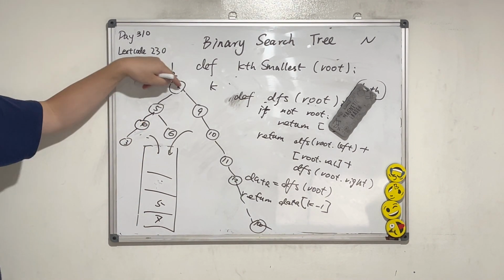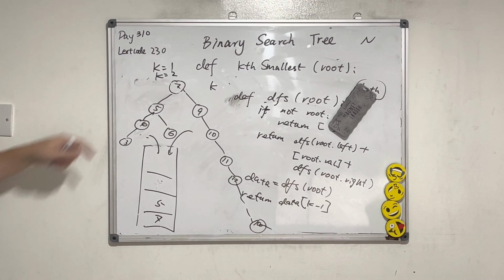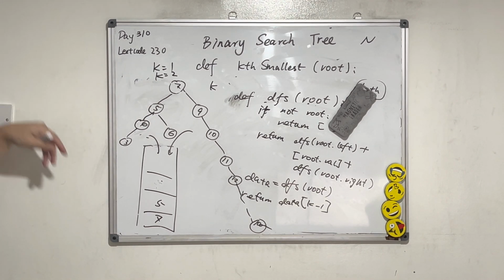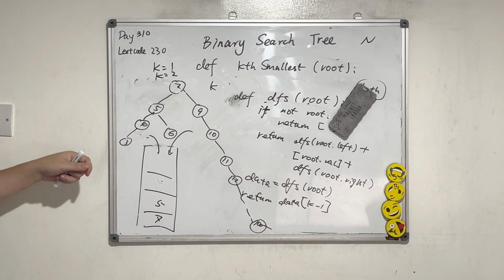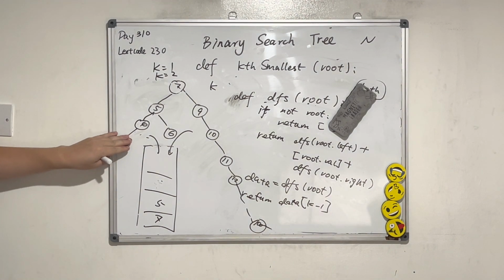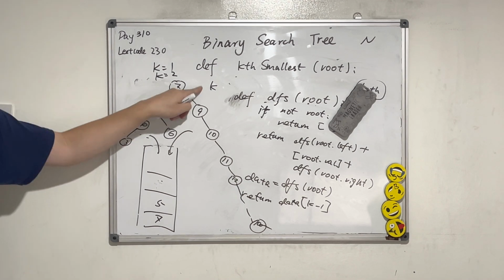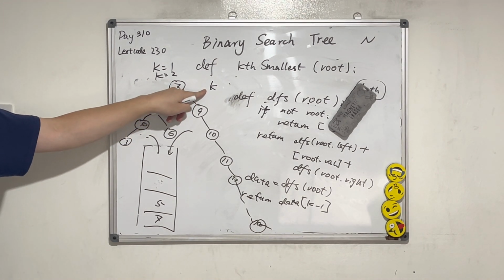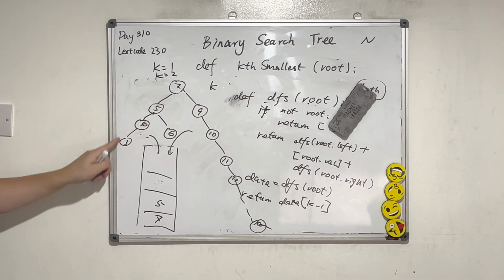So the smallest number is always on the left. We go to the left as deep as we can. When we can't go to the left, we take one out. Because we take one out, we need to decrement k. If it reaches 0, that's the number we're looking for. And then we go to its right.